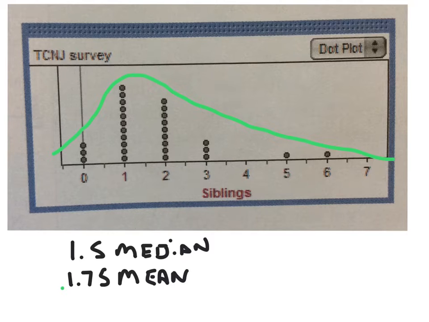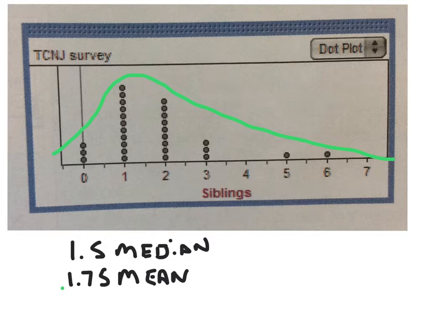And the spread of this data is, well, about how many brothers and sisters do people have? Well, somewhere between 0 and 6. That would be the spread.